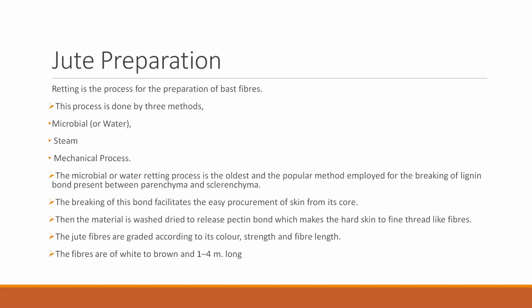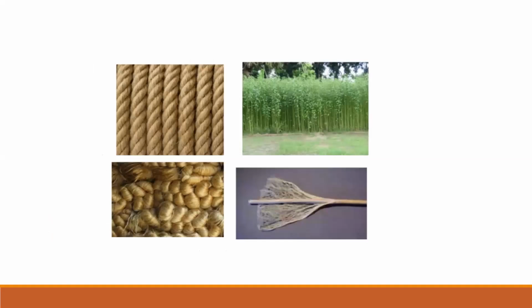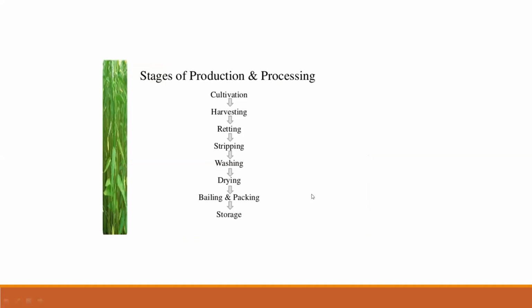The fibers are basically white to brown in color, and they are 1 to 4 centimeters long. This is all about the jute fibers. They have different shapes, and here is the jute plant. These are the various stages of production and processing. First is cultivating, then harvesting by cutting, then retting, then stripping. After stripping, you have to wash, then dry, then bale or pack, and then storage.